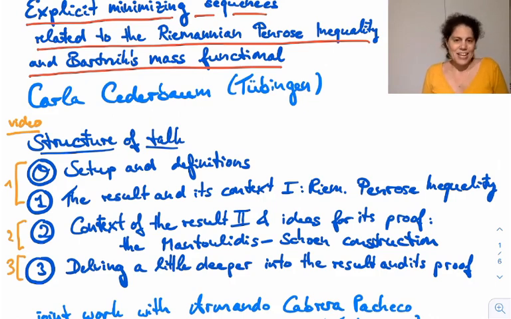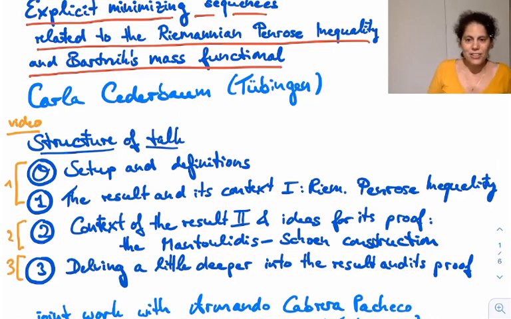My talk will be on explicit minimizing sequences related to the Riemannian Penrose Inequality and Bartnik's mass function. And now the structure of my talk. In the first video, I'll first give the setup and definitions that I'll work with, and then I'll talk about the result and its context. Part 1, the Riemannian Penrose Inequality.